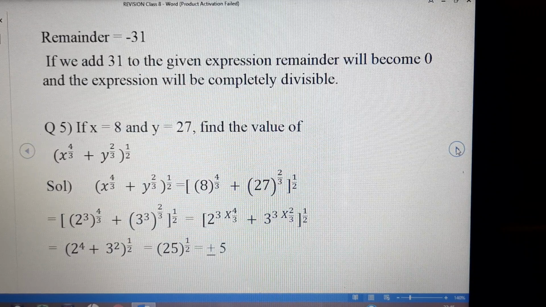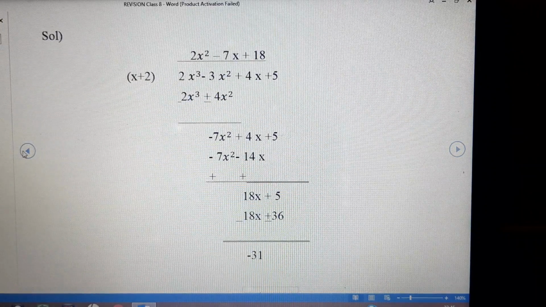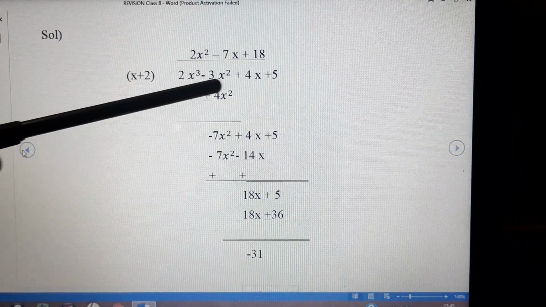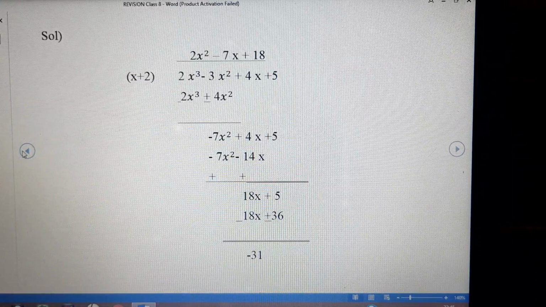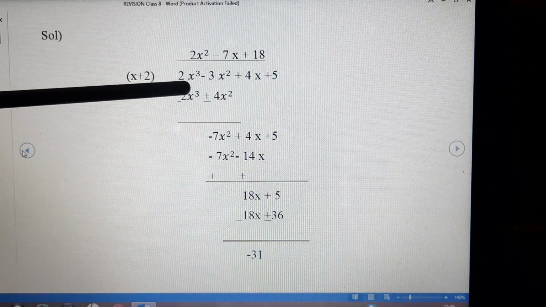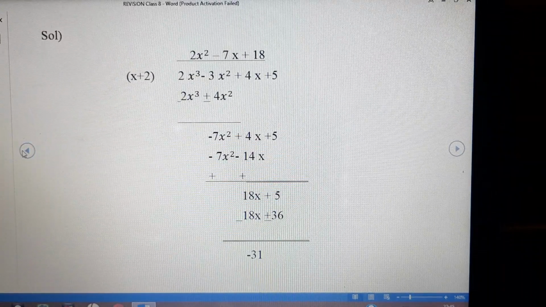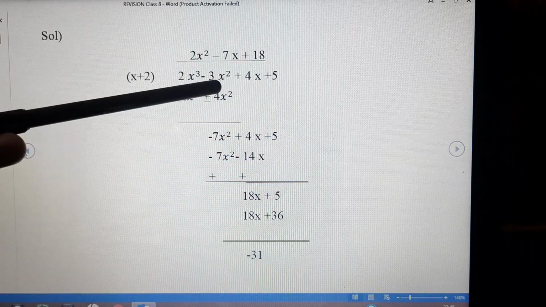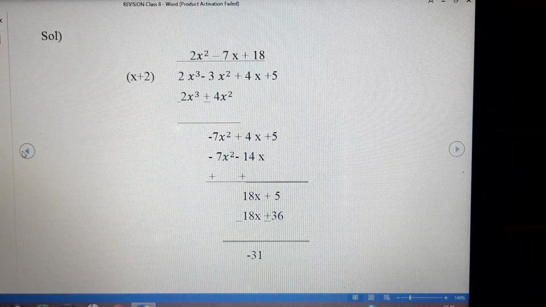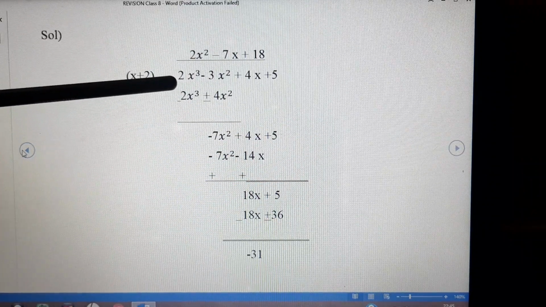Are you getting it? So you have to remember in these kind of questions, first thing when you are dividing, you have to see whether they are arranged in descending order of variable or not. Either they should be in ascending or in descending, but we prefer descending order. So x cube term, then x square term, then x term, then constant. In case any term is missing, suppose no x square term is there, then I'll suggest you write 0x square there, just to avoid the mistakes.